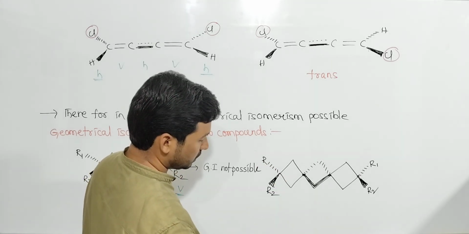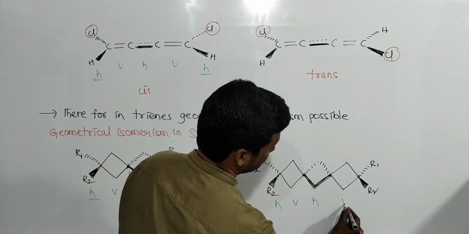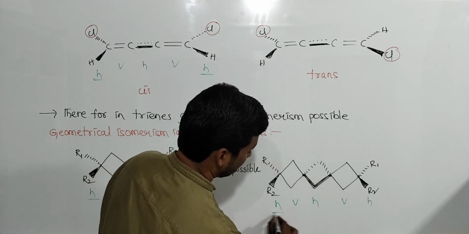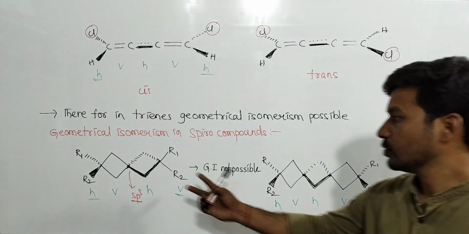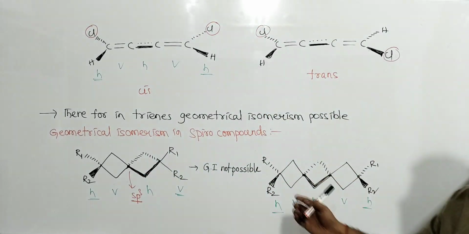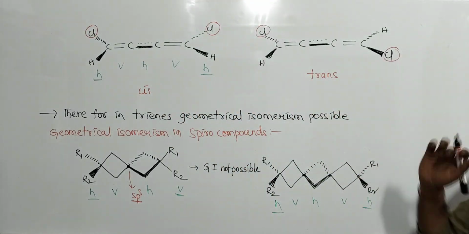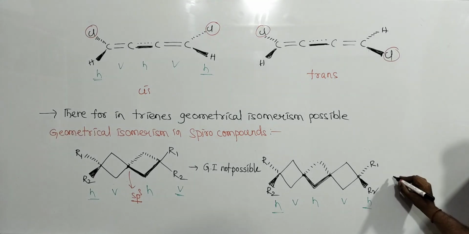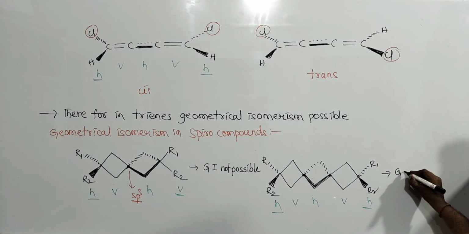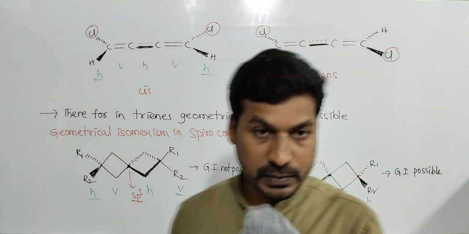like this. So see here, this is what? Horizontal, vertical, horizontal, this is vertical, again horizontal. Geometrical isomerism possible. So 2 cycles not possible, 3 cycles possible. 2 double bonds not possible, 3 double bonds possible. In trienes possible. Cumulative trienes, geometrical isomerism possible. So here GI possible, GI possible, GI possible. Okay, somewhat advanced.